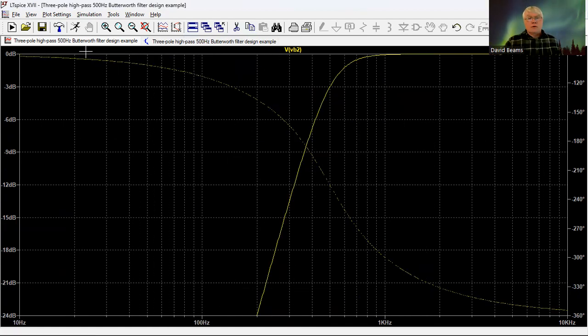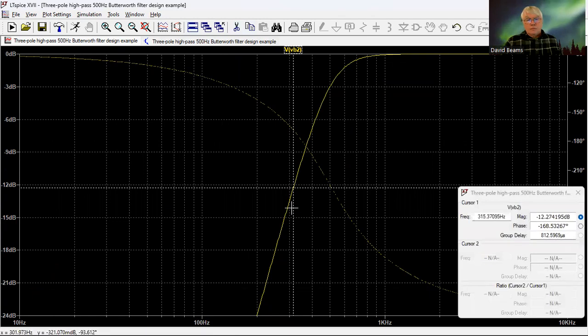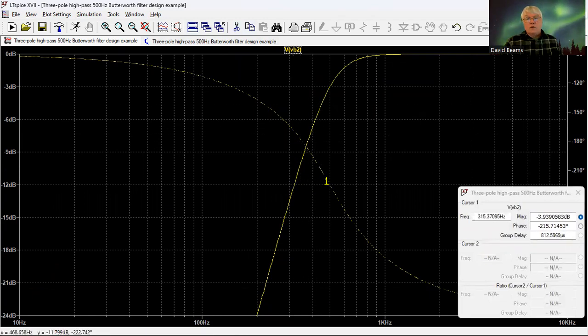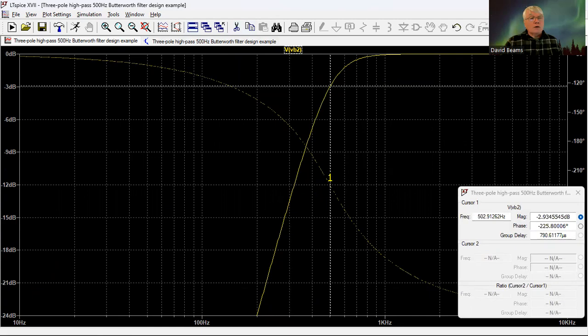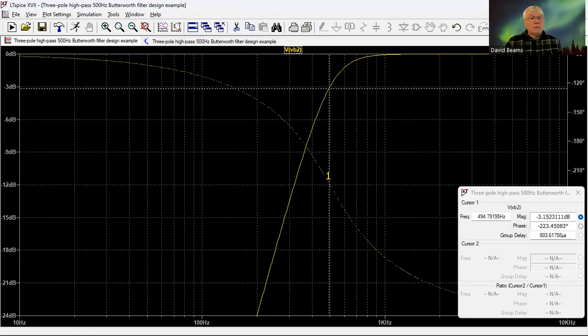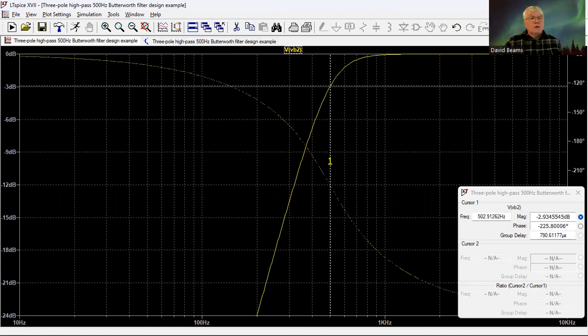Now let's put a cursor on it and move until we are at 3 decibels. It's a little touchy. There, I think that's pretty good. Look at that. Oh my, look at that. At 3 decibels down, the frequency is 500 hertz. I think we've nailed this design.